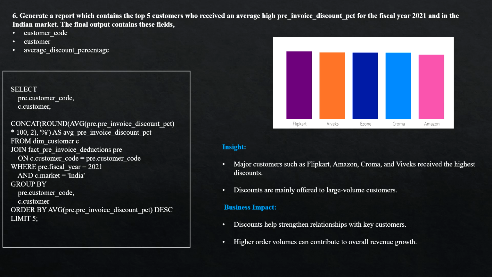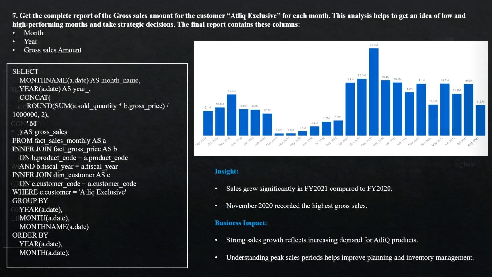And next request 7, you can see that they get the complete report of the gross sales amount for the customer AtliQ Exclusive for each month. This analysis helps to get an idea of low and high performing months and take strategic decisions. The final report contains these columns, month, year, gross sales amount. So this query I have written here, and we can see the chart.